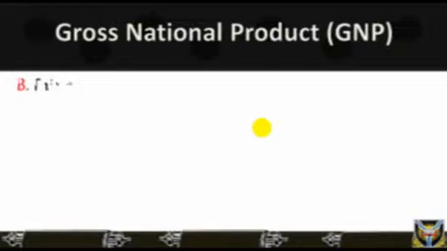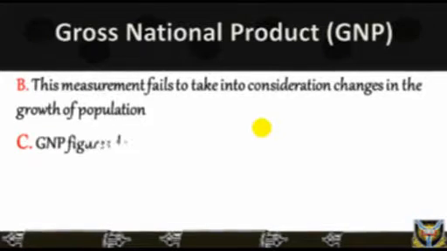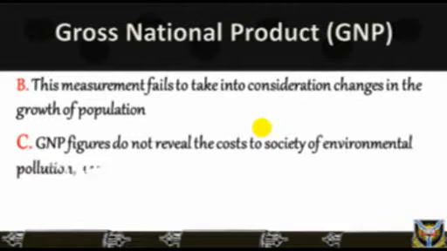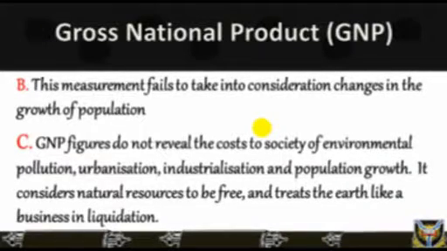2. This measurement fails to take into consideration changes in the growth of population. If a rise in real national income is accompanied by a faster growth in population, there will be no economic growth but retardation. 3. The GNP figures also do not reveal the costs to society of environmental pollution, urbanization, industrialization, and population growth. It considers natural resources to be free and treats the earth like a business in liquidation.